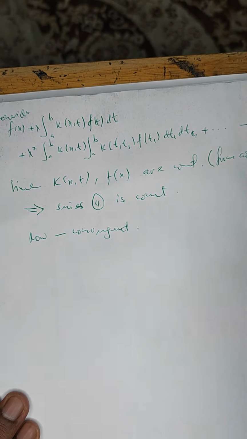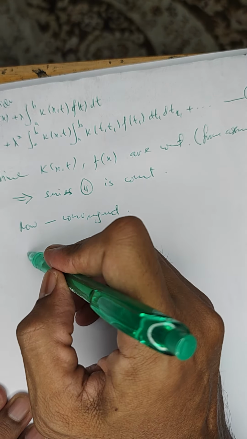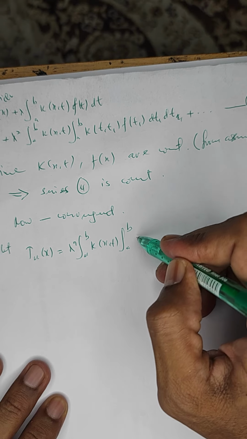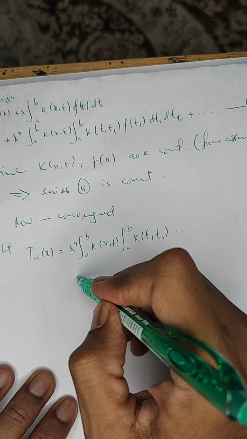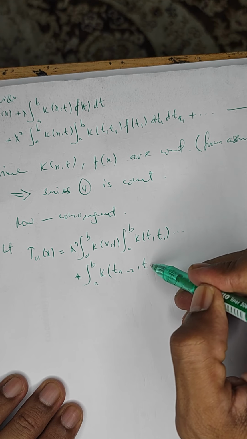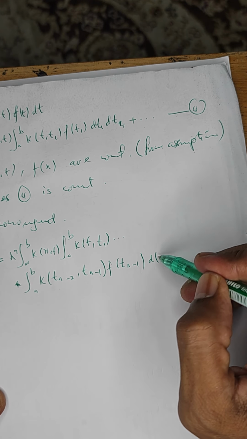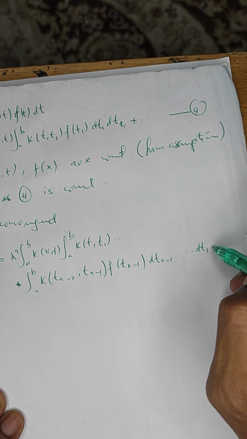In order to show that, we let the general term of that equation be denoted as T_n(x), which is lambda^n integral a to b K(x,t) integral a to b K(t,t1) and so on, multiplied by integral a to b K(t_{n-2}, t_{n-1}) f(t_{n-1}) dt_{n-1} dt_{n-2} and so on, dt1 dt.